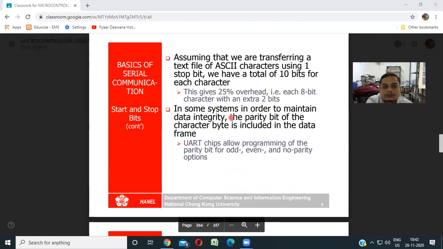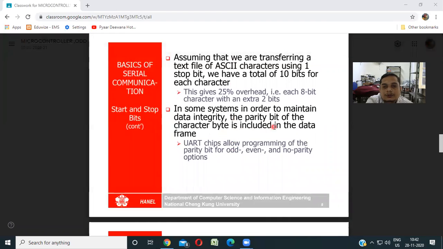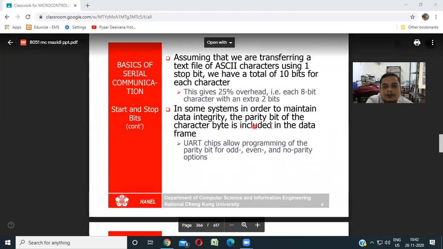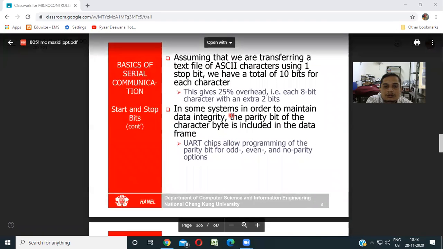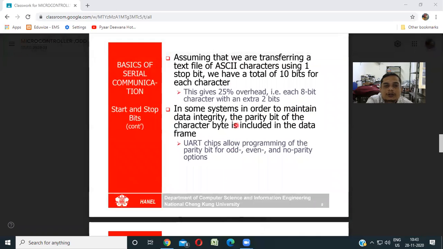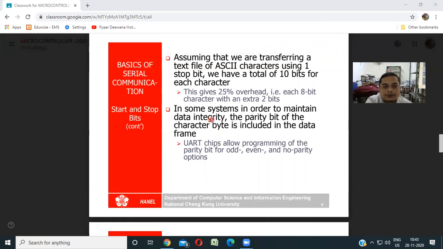In some systems, in order to maintain data integrity, the parity bit of the character byte is included in the data frame. This is called a parity bit. In some systems, to maintain the data integrity, the data should not be corrupted.